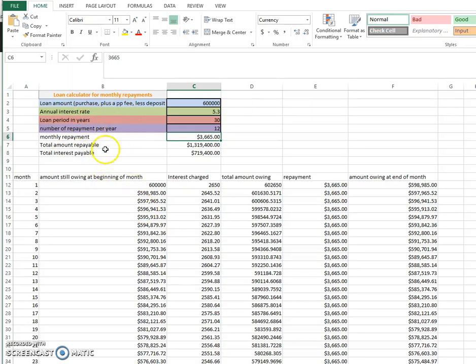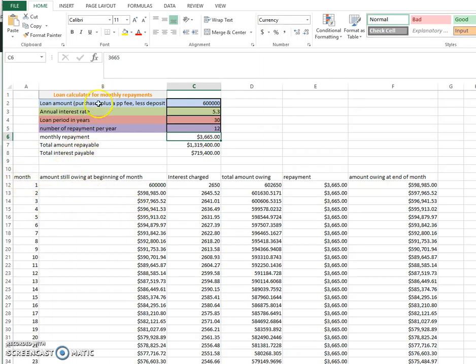Alright, in this video I'm going to explain how to create a loan calculator and how to create a reducing balance table. What I've got on the screen is an example of a loan calculator. You can see the loan calculator up the top here, and then the reducing balance table is set up below the loan calculator. What I'll do first of all is explain how to set up the loan calculator, and then I'll probably do a separate video and explain how to create the reducing balance table.